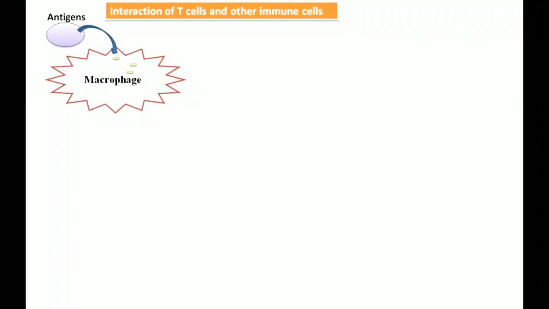So to start with, when an antigen enters the body of the organism, the macrophages or the dendritic cells come into action. They are the antigen presenting cells. They will not only engulf the antigen, but also break it into very minute pieces and display the antigen to the T cell. So this is the antigen displayed by this macrophage with the help of the antigen presenting cell.